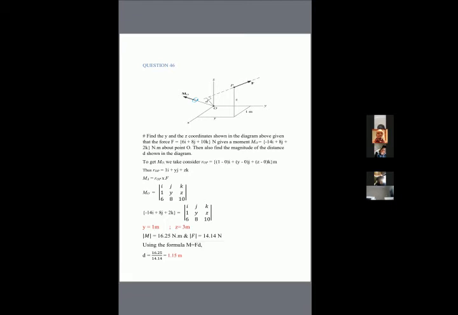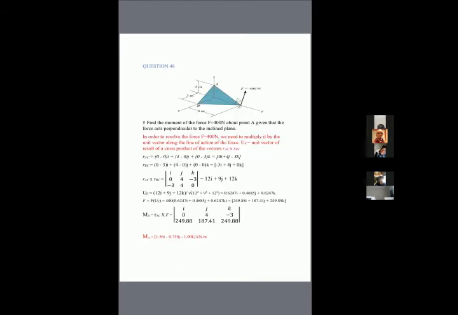So it's a very nice question. I'm sure it's quite clear. Then I'm moving to the next question here, which is 4-48. So question 4-48 has some nice principles. We have a diagram that we have here. And then the question asked us to get the moment of the 400 Newton force about point A.